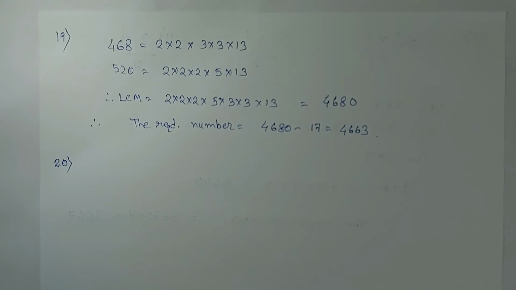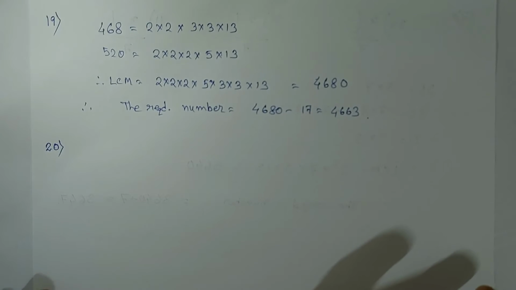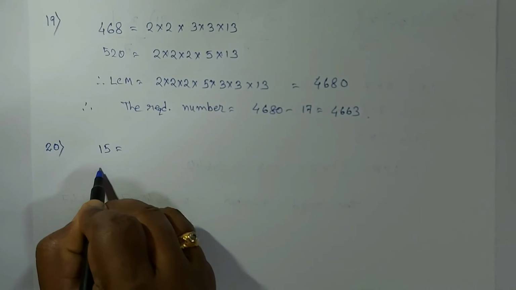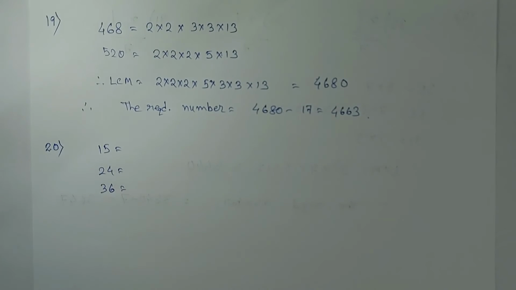Find the greatest number of 4 digits which is exactly divisible by 15, 24 and 36. Okay, so first here what we are going to do: 15, 24 and 36, three numbers are given.